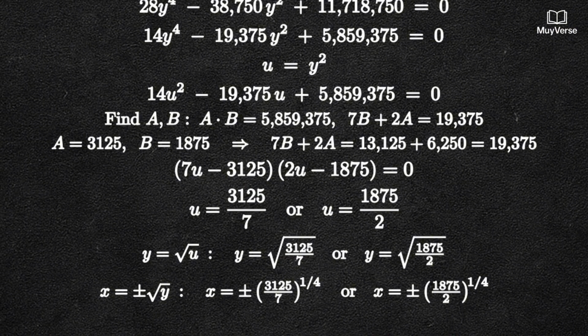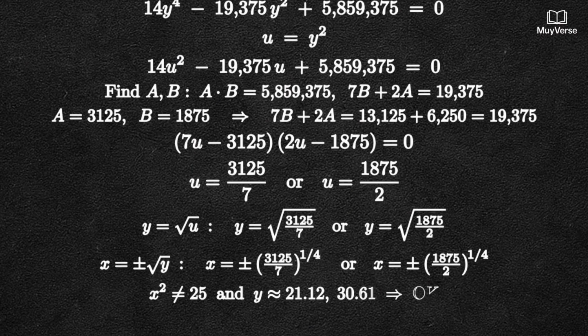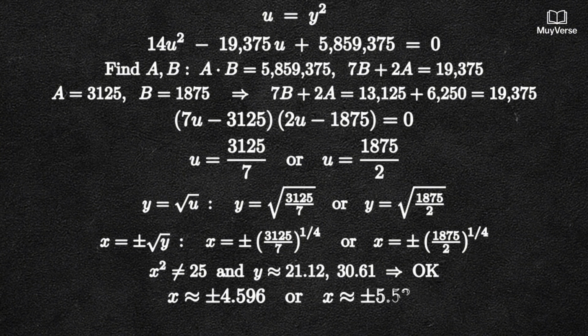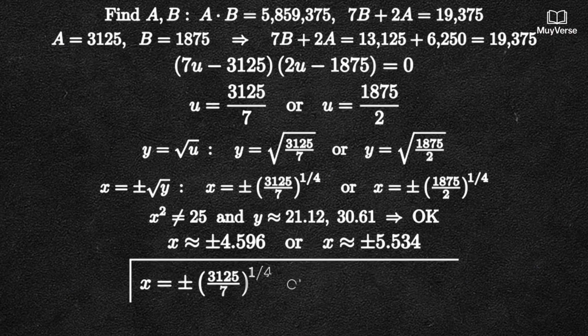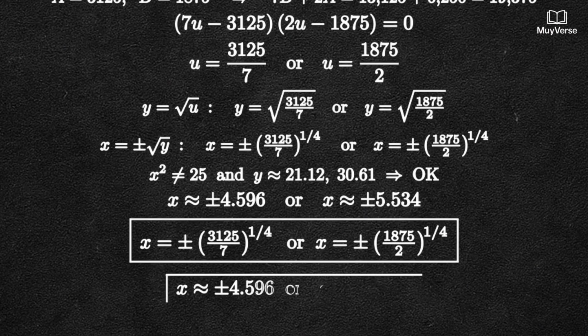Step 7. Domain check and simple real form. We must have x squared not equal to 25. Our y values are approximately 21.12 and 30.61, so neither equals 25, and the denominators are non-zero. For a simple real summary, the solutions are approximately plus or minus 4.596 and plus or minus 5.534. Final answer: 4 real solutions.